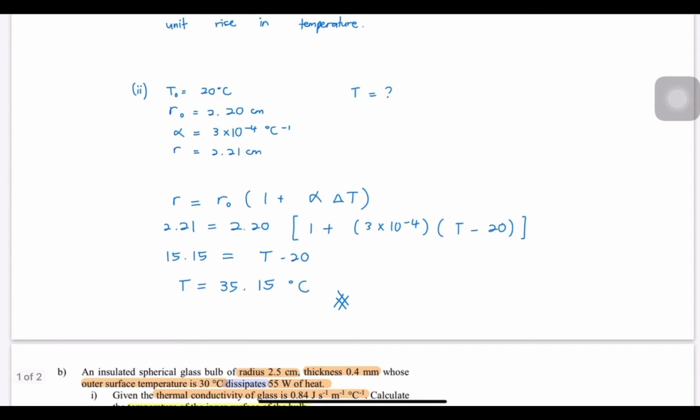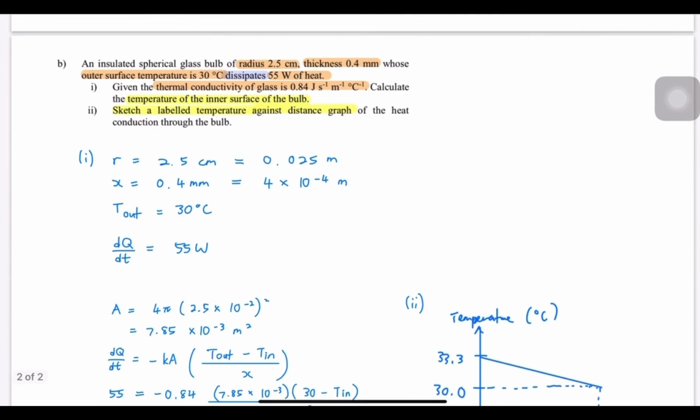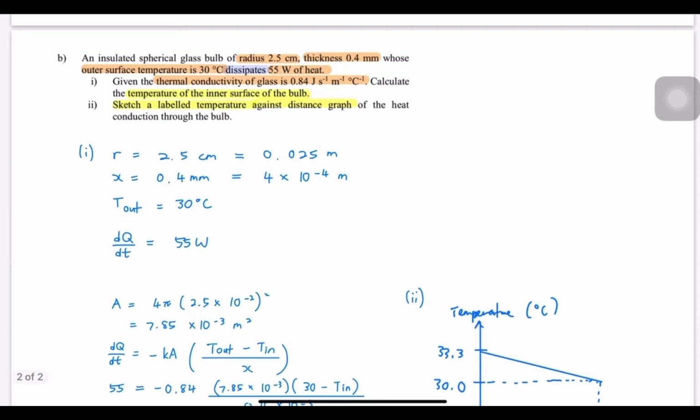15.15 equals the change of temperature. So we get the final answer: the final temperature is 35.15 degrees Celsius.